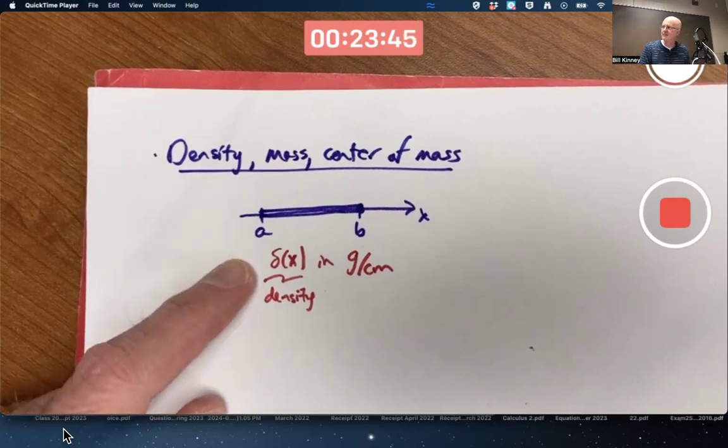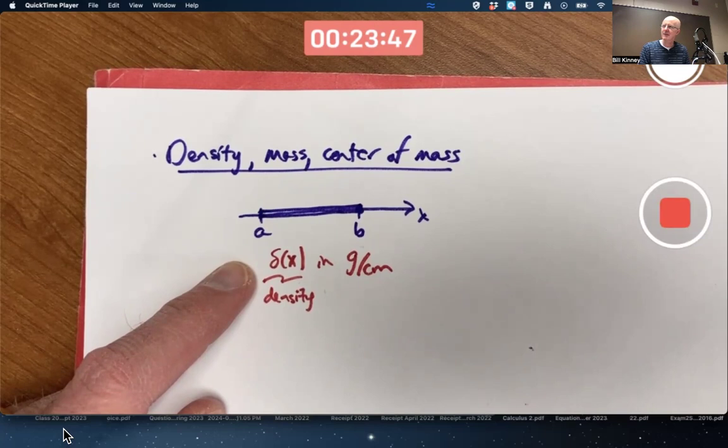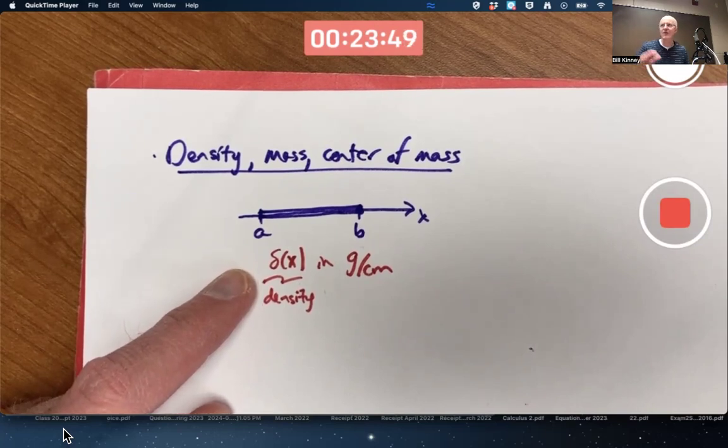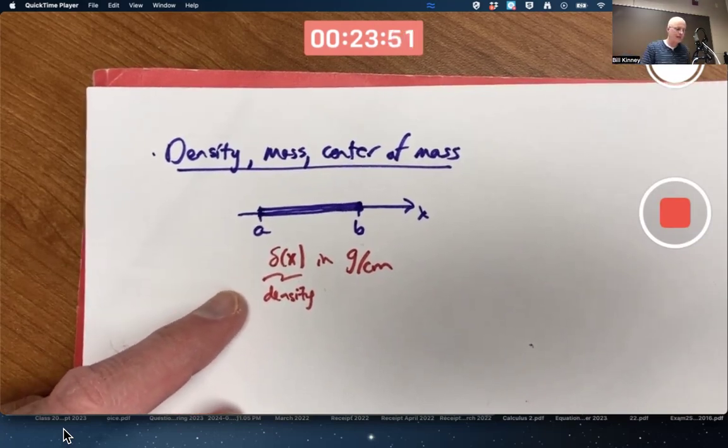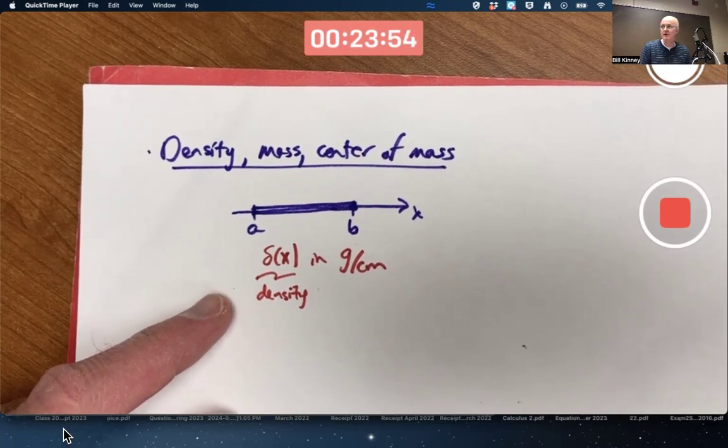You know, often it's got some formula. You might wonder how realistic is that? You know, that's debatable. But the idea still works, whether you can find a formula for delta of x or not.